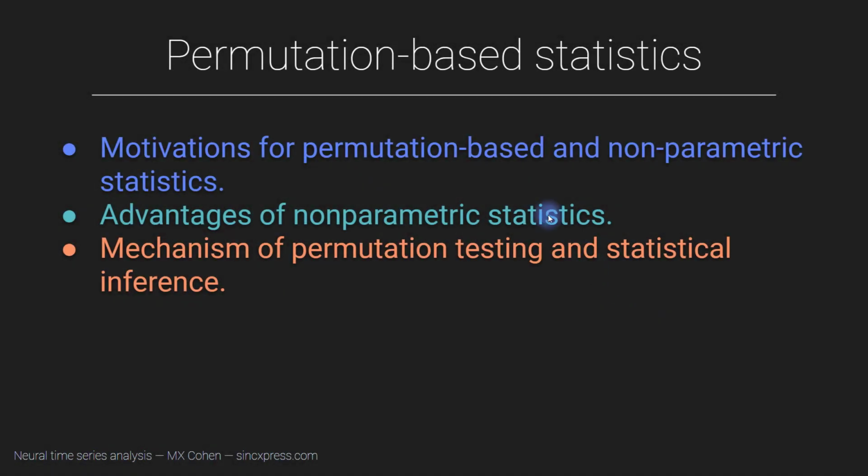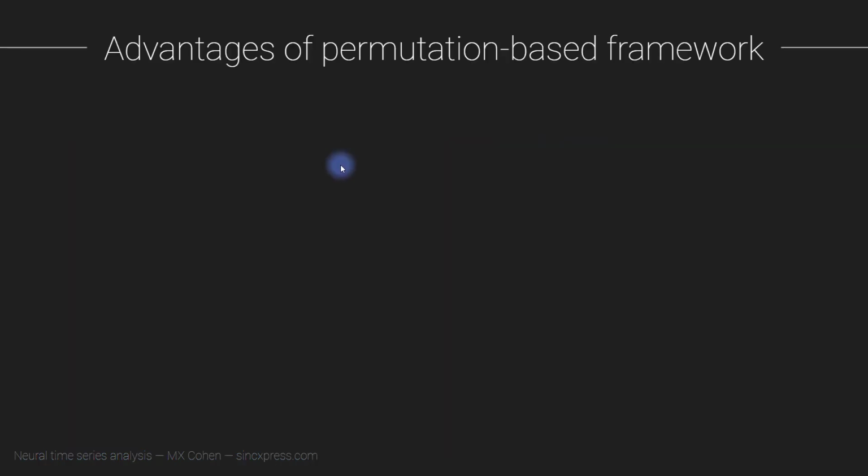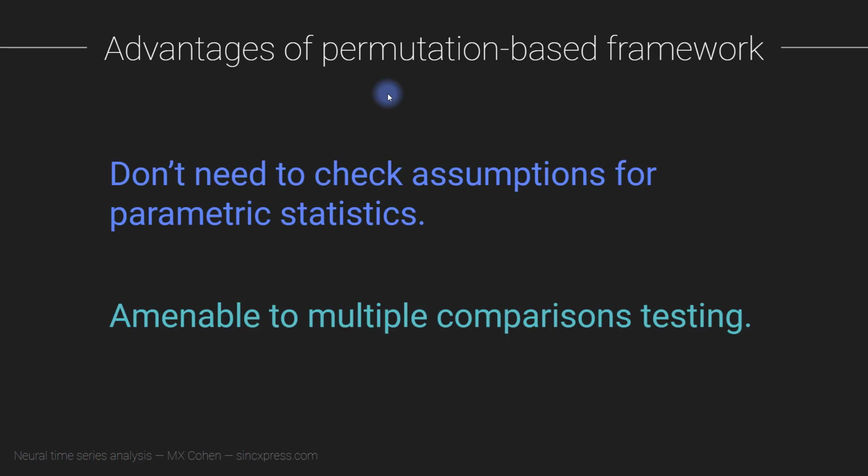The main goal of this video is to explain to you the mechanism of permutation testing and statistical inference in the permutation testing framework. I'm going to start by providing a couple of motivations for using permutation-based statistics. So the two primary advantages of permutation-based statistics over parametric statistics are that you don't need to worry about assumptions that are necessary for parametric statistics, and I discussed those assumptions in the previous video.